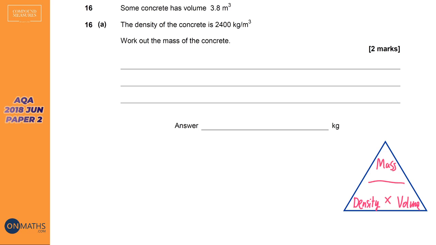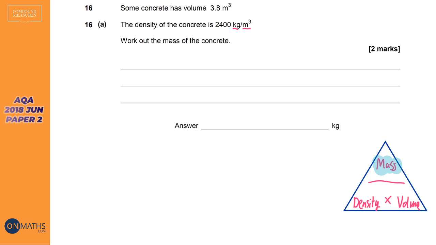Now with this question, if you didn't know that, you can actually look at the compound unit, which is density, and it says kilogram per meter cubed. Well, kilogram is a unit of mass, meters cubed is a unit of volume. So it's telling you there that kilograms go on the top and meters cubed go at the bottom. So mass goes at the top, volume goes at the bottom. So with this, we're working out the mass.